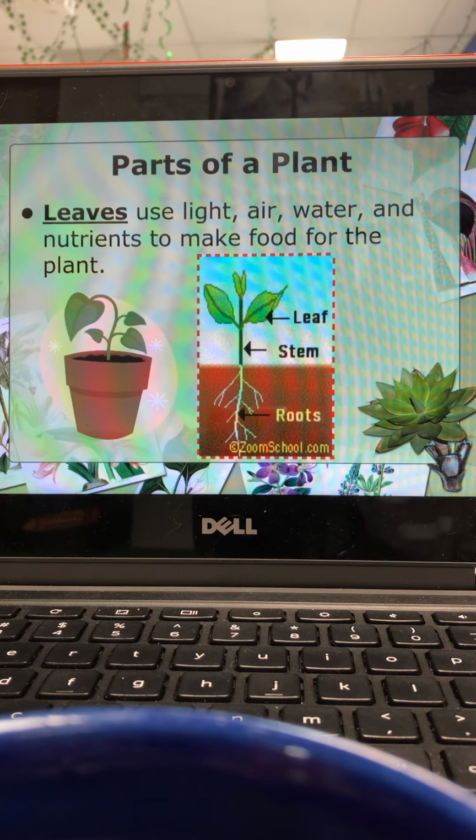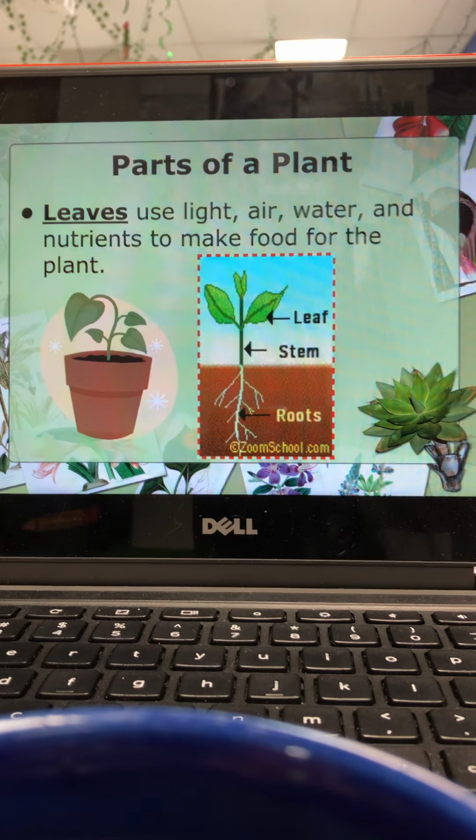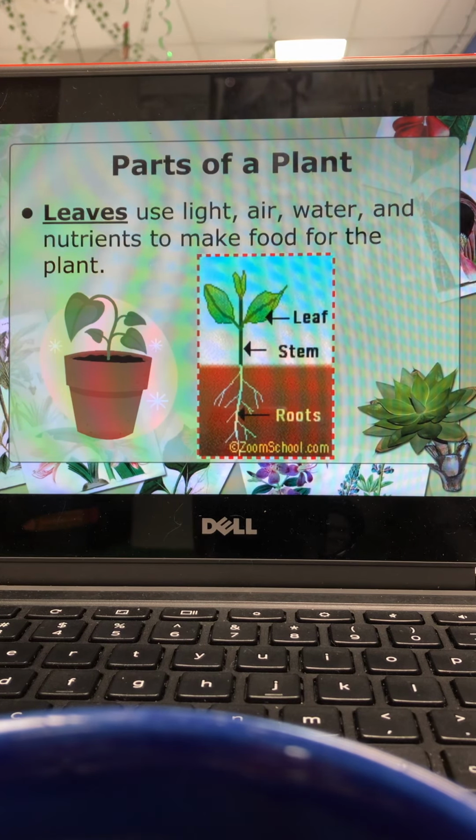What I want to talk to you guys about today are the leaves. So leaves are the things that are going to use the light, the air, the water, and the nutrients to make food for the plant. So those guys, they're pretty important. I know that we think that they're just beautiful and they grow luscious, but when our plant is lacking something like a leaf, I want you to think about what would happen to that plant.